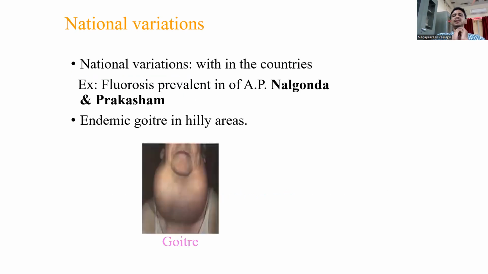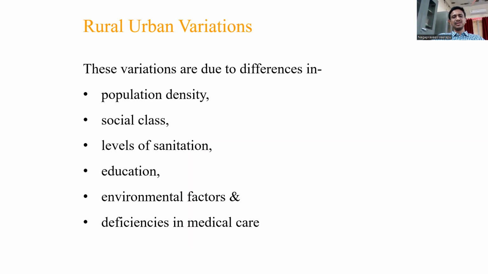There may be variations within the countries. Within a country, like in India, you take fluorosis, which is prevalent in Nalgonda and Prakasam districts of Andhra Pradesh. Compared to other areas, fluorosis is more common in those areas. Endemic goiter was common in hilly areas. Now it has decreased due to iodized salt intake in these hilly areas. So there are variations, national variations.